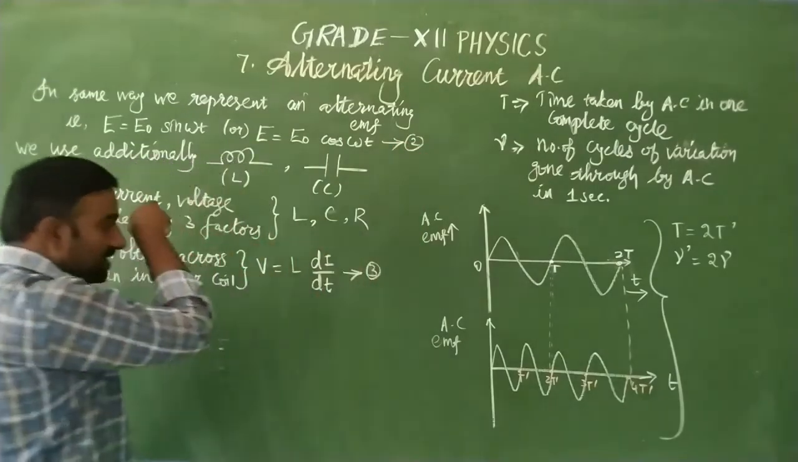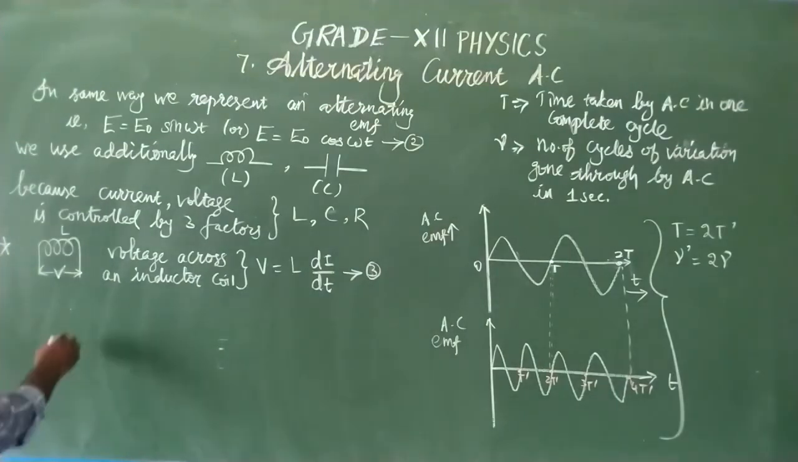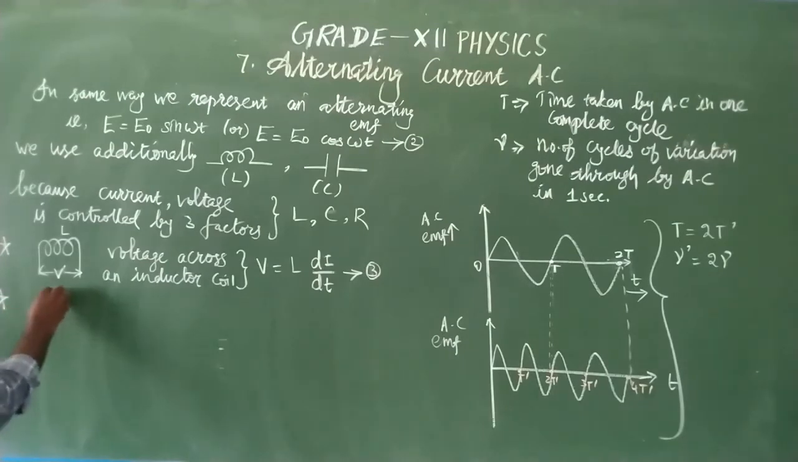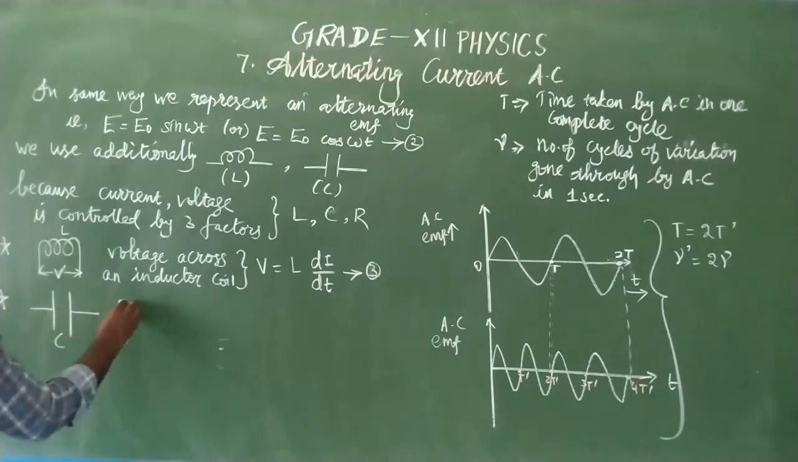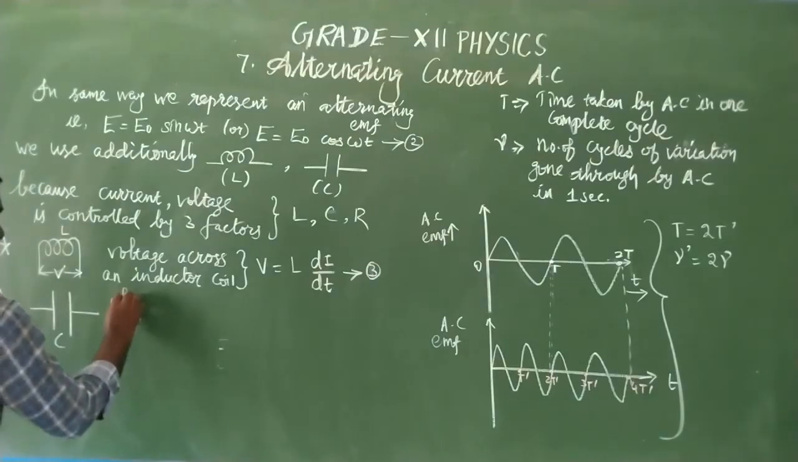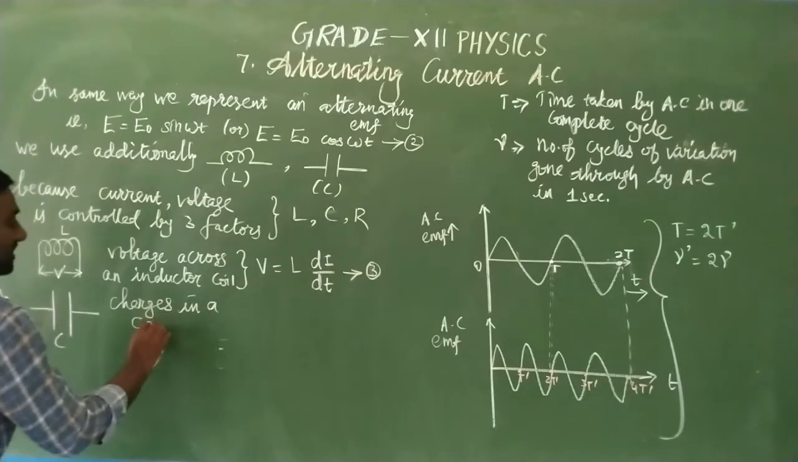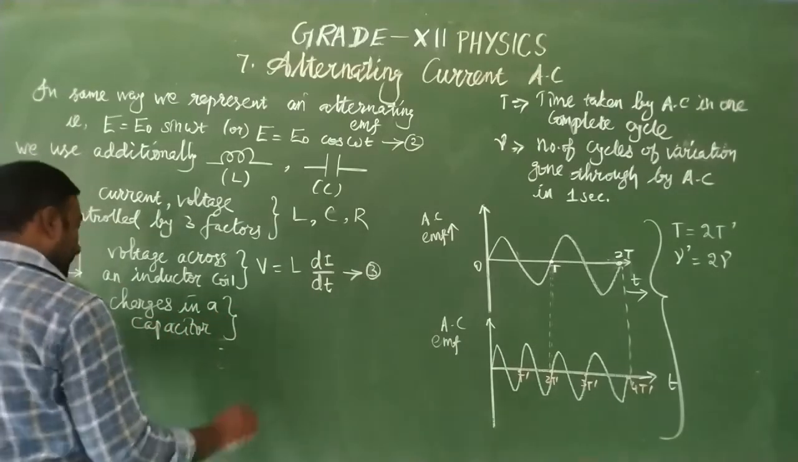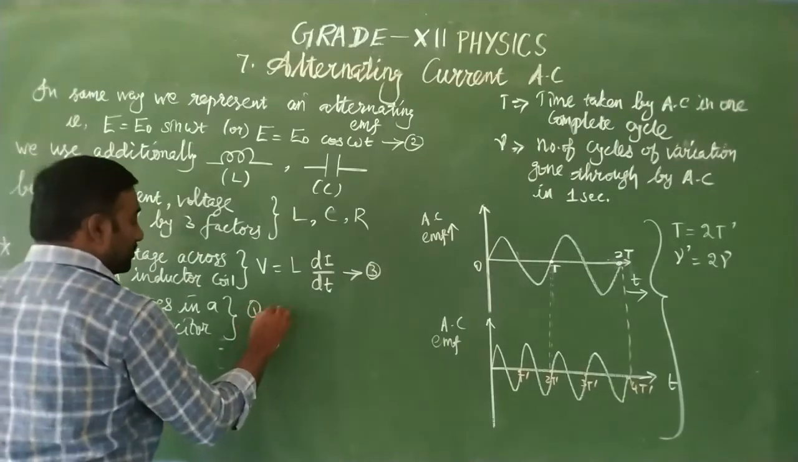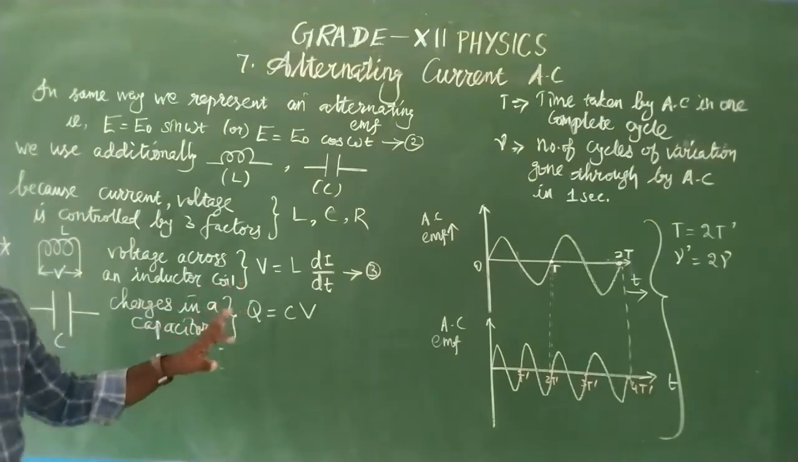This is equation 3. Similarly, in a capacitor, the charges are accumulated. The charge in a capacitor is denoted by Q. Q is equal to CV.